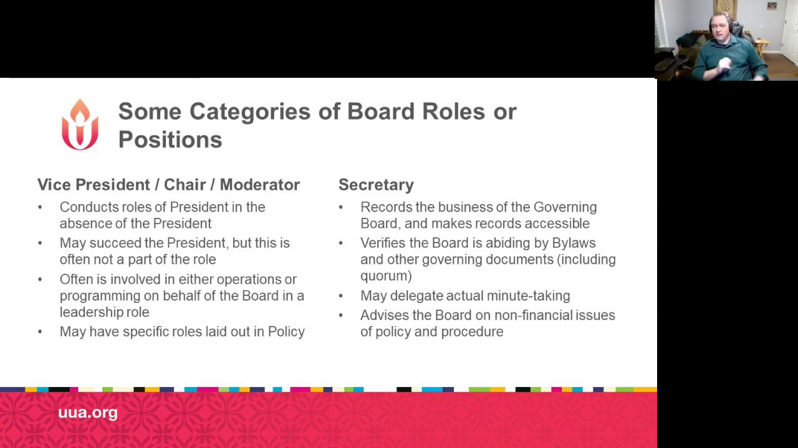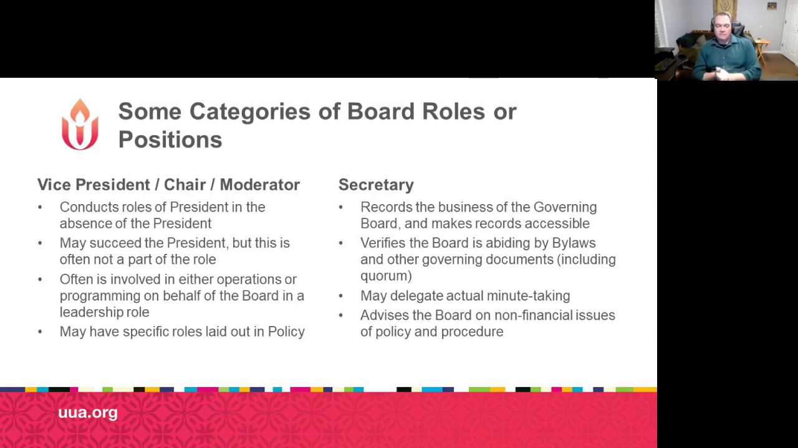Sometimes the vice president is an independent role that you're elected to without a succession, and may have specific roles laid out in policy. Oftentimes the vice president will be the chair of the council of committees, or a member of the executive team. Secretary is another one that's interesting in that it may be a board officer and may not. It may be a recording secretary who is not a member of the board at all, but is just attending board meetings to do the actual record keeping, records the business and makes sure it's available.